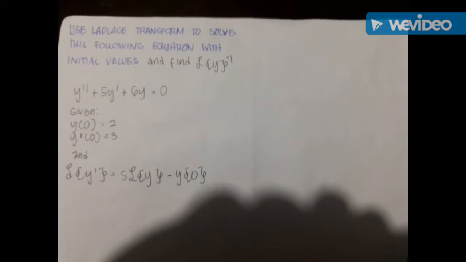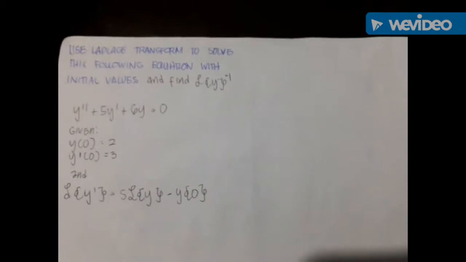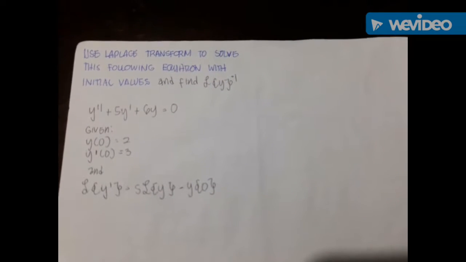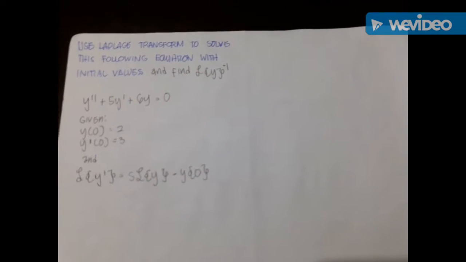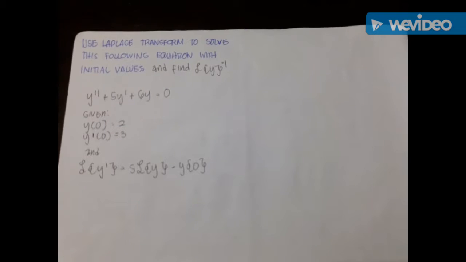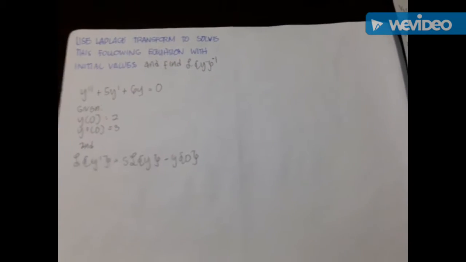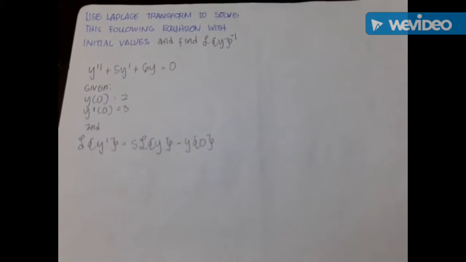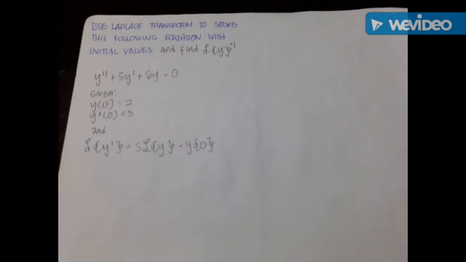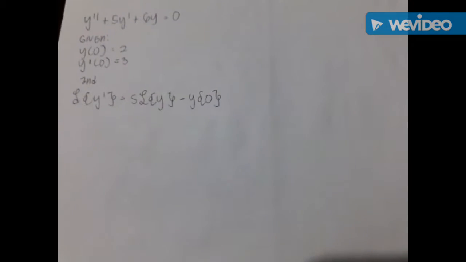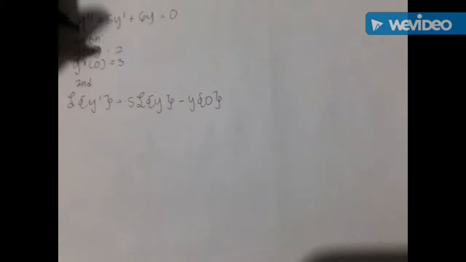Let's begin solving a problem. Use the Laplace transform to solve the following equation with initial values, and find the inverse Laplace transform of y. Given y double prime plus 5y prime plus 6y equals 0, with initial conditions y(0) equals 2 and y prime (0) equals 3.